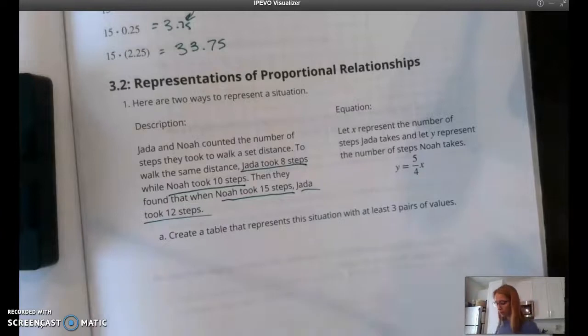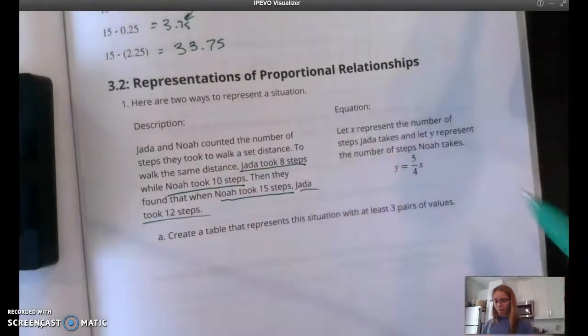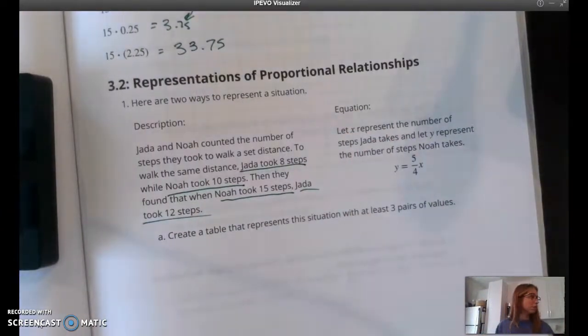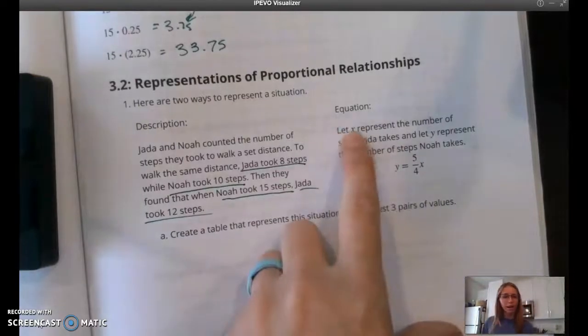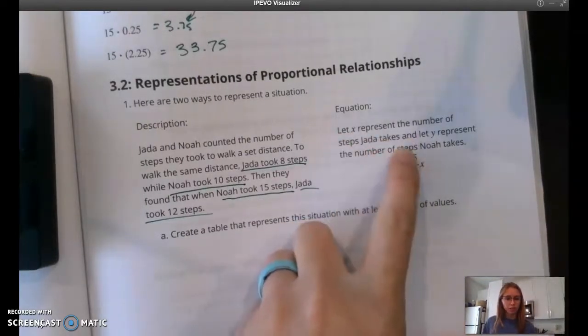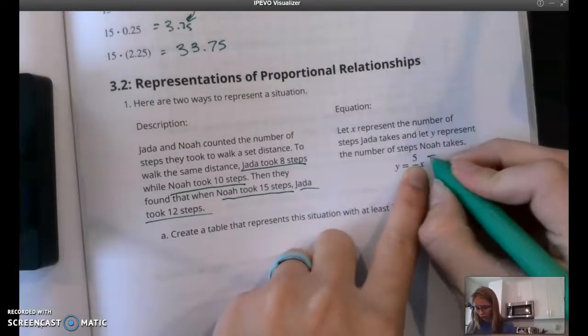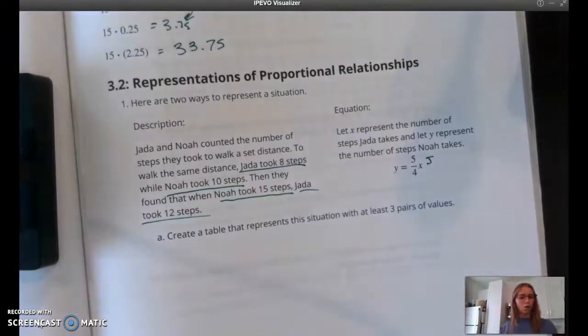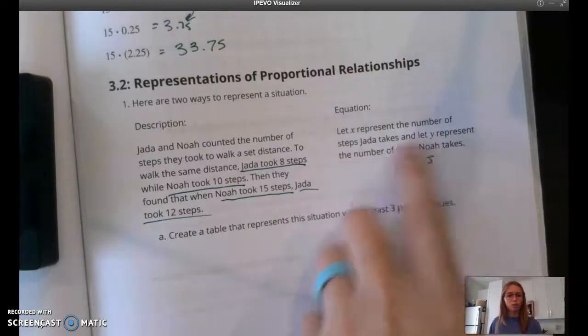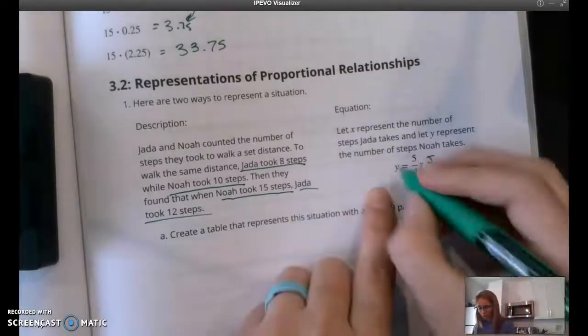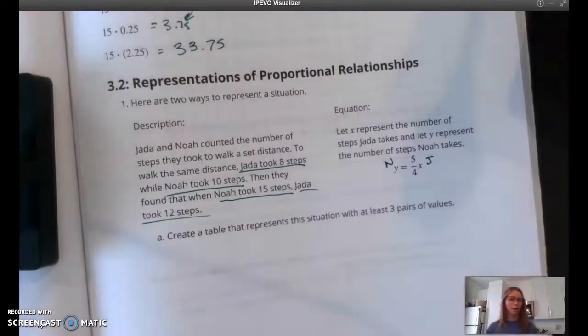Alright, so over here they have an equation already made for us. Awesome. So it says let x represent the number of steps Jada takes. So I'm going to put a J next to that x, so then we know what that x represents. And then y is going to represent Noah's steps. So I'm going to write an N right above there, just so then I have an idea of what they are representing.